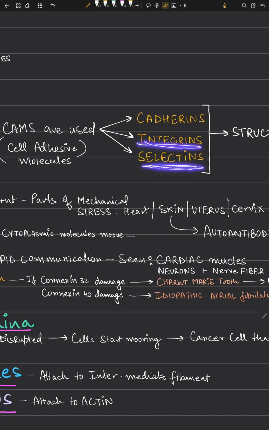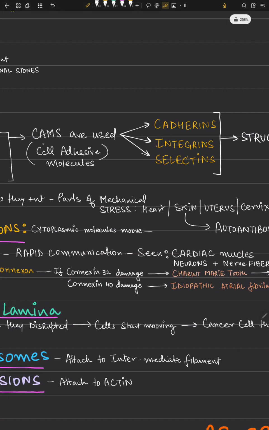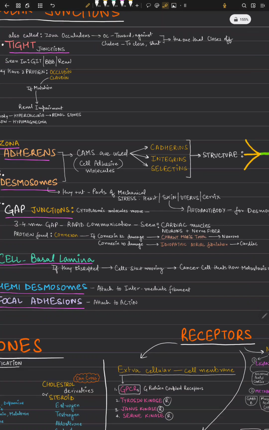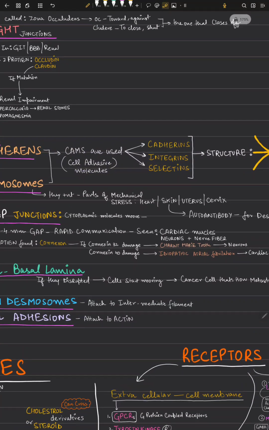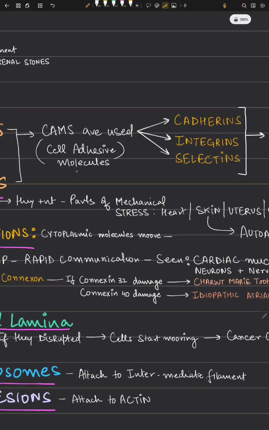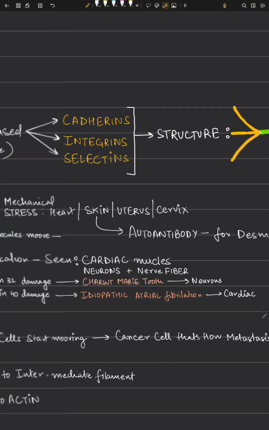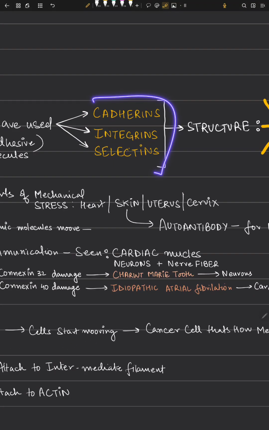We need them because in your plasma, in hematology physiology, you will study integrins and selectins, how plasma levels are, and how the coagulation process works. We don't need to go into that right now. So we need cell adhesion molecules, and there are three types: cadherins, integrins, and selectins. Now we understand this.